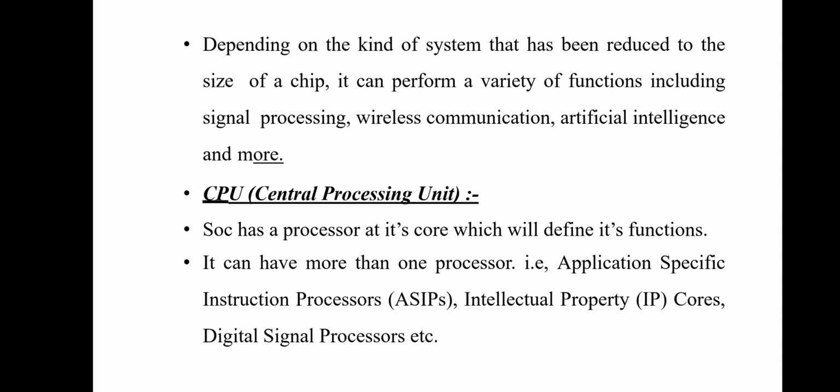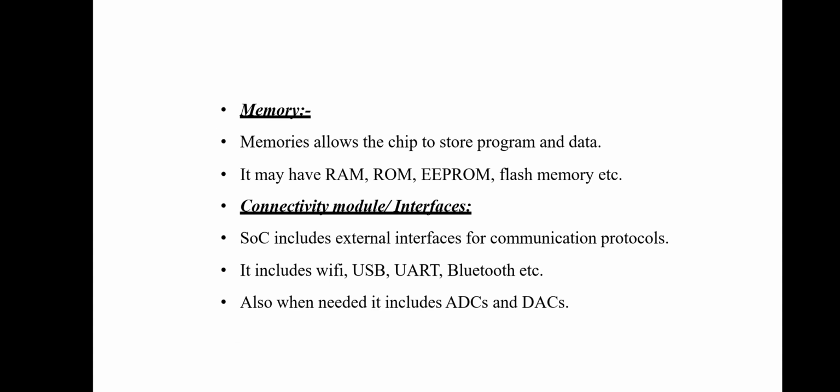The parts include the CPU, that means central processing unit. A system on a chip has a processor at its core which will define its functions. That means the CPU is the central part of SoC. It can have more than one processor, such as application specific instruction processors, intellectual property cores, digital signal processors, etc. Then next one is memory. Memories allow the chip to store programs and data. It may have RAM, ROM, EEPROM, flash memories, etc.